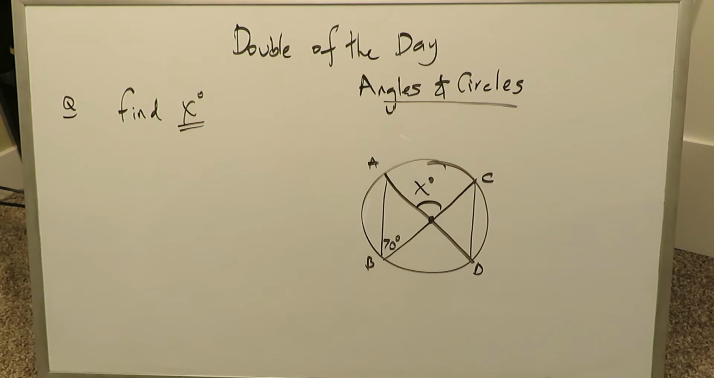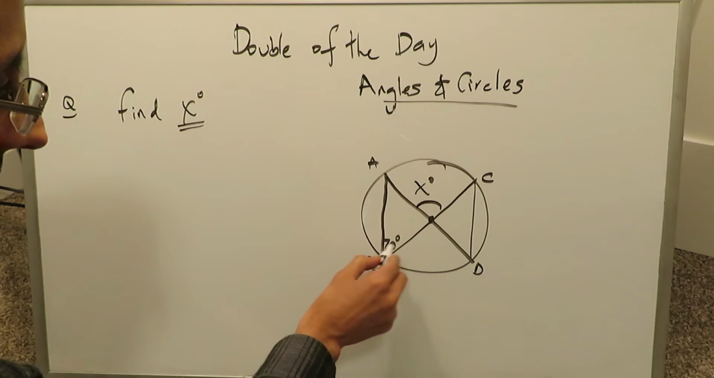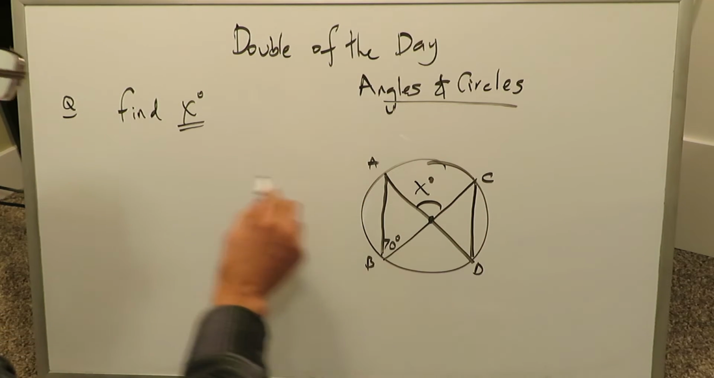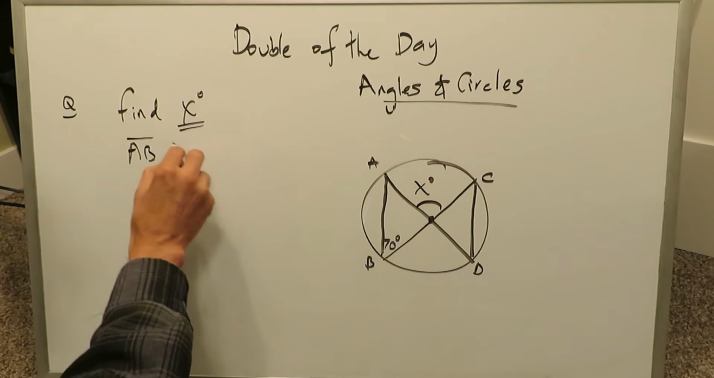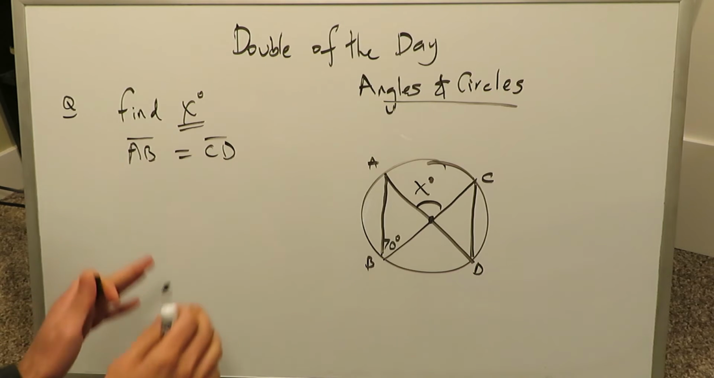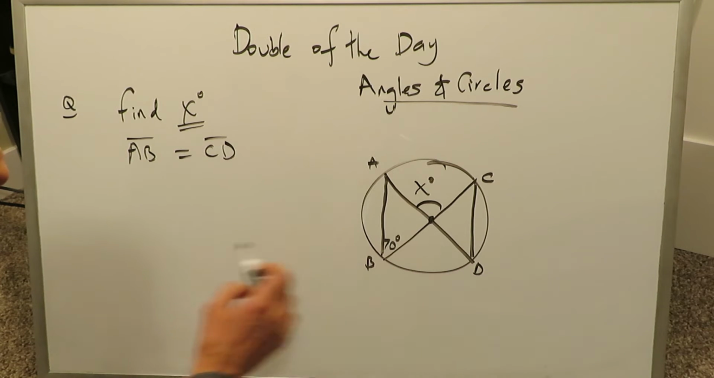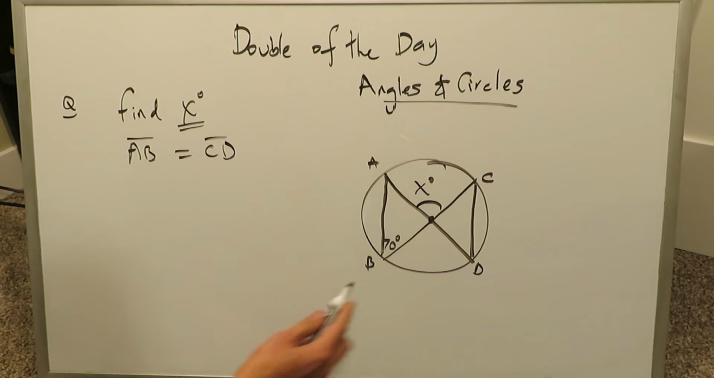Alright, second question, last question, interesting question. We have a circle drawn. In that circle we have highlighted two chords or two segments. One segment is AB, the other segment is CD. We know that AB is equal to CD. We have to find this angle X. Nothing here is drawn to scale in terms of angles, but this angle here happens to be 70 degrees. This here happens to be the center of that circle.